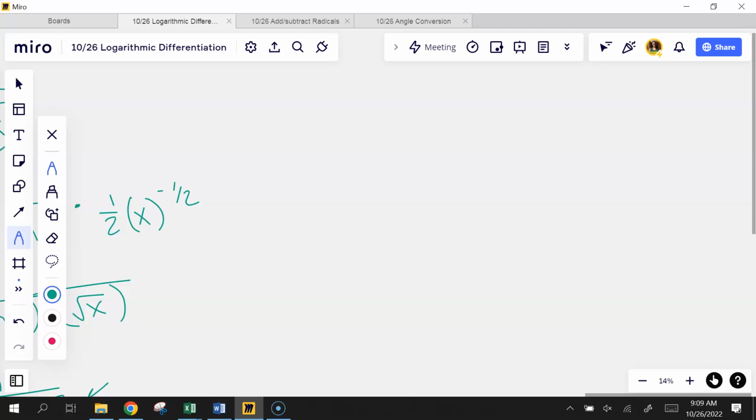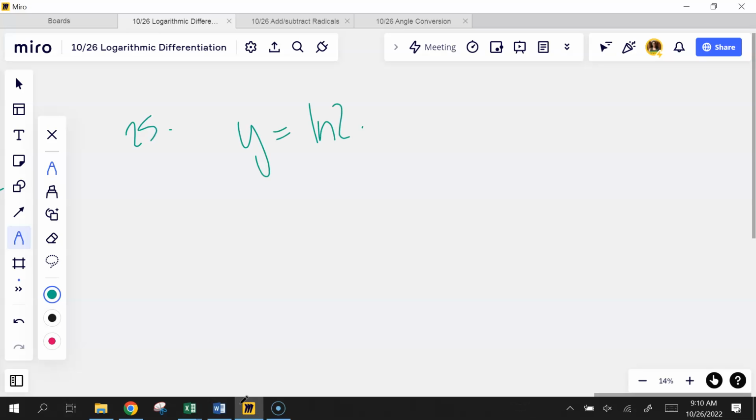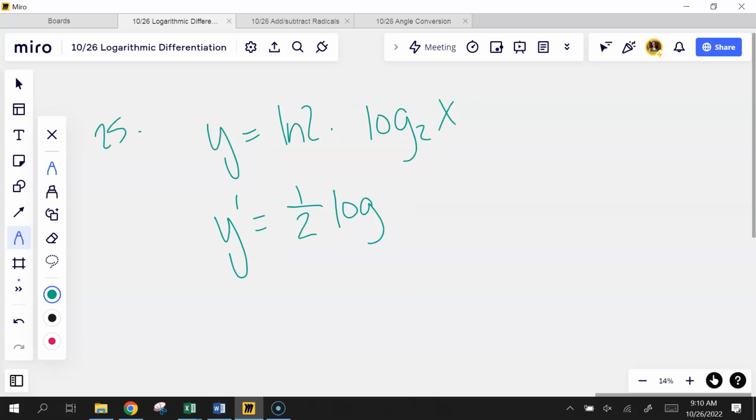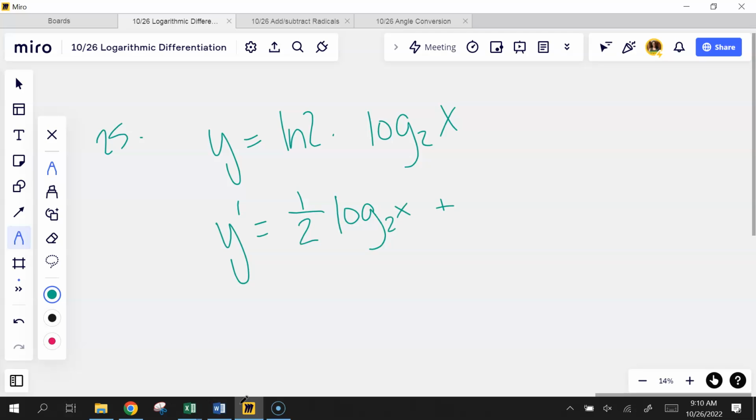Which one did you say? Somebody said 125. Log 2 times log base 2 of x. So I'm going to do product rule here. Derivative of the first, right, times the second. Oh, I didn't finish writing it. What is that, an x? Times the second, plus the first, times derivative of the second.